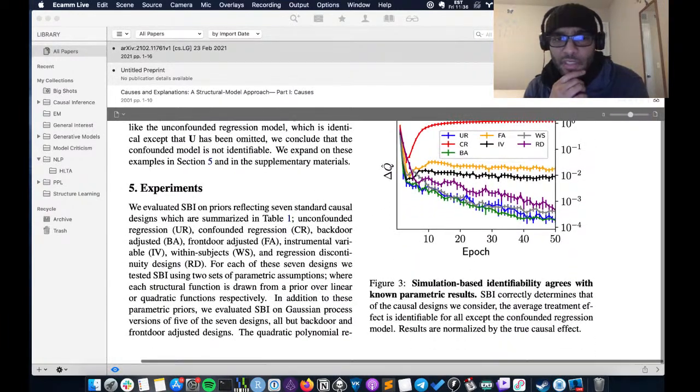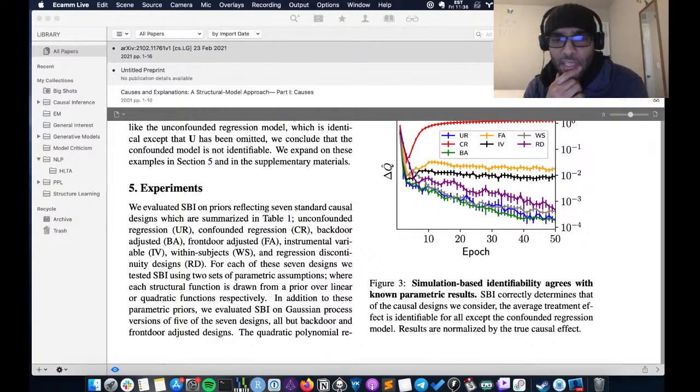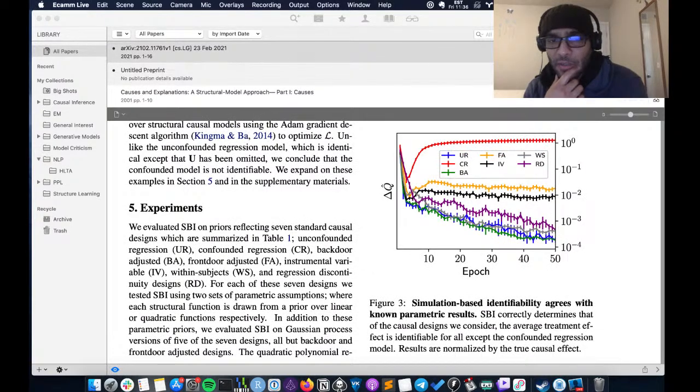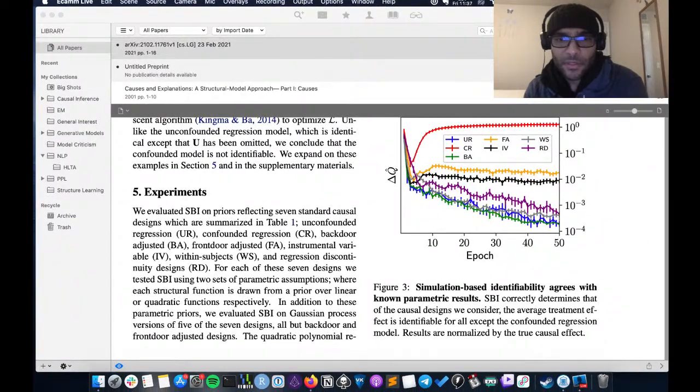Let's look at figure 3. Simulation-based identifiability agrees with known parametric results. SPI correctly determines that of the causal designs we cover, the above treatment effect is identifiable for all except the confounded regression model. So that was confounded regression, instrumental variable. So we're just showing that as we do gradient-based learning, this loss function, this delta Q, the difference between the two approaches to estimating a causal effect, is decreasing. Okay, this is empirical evidence.